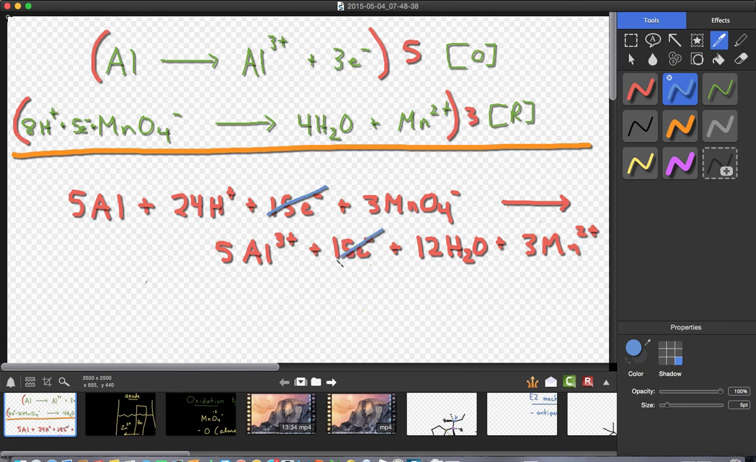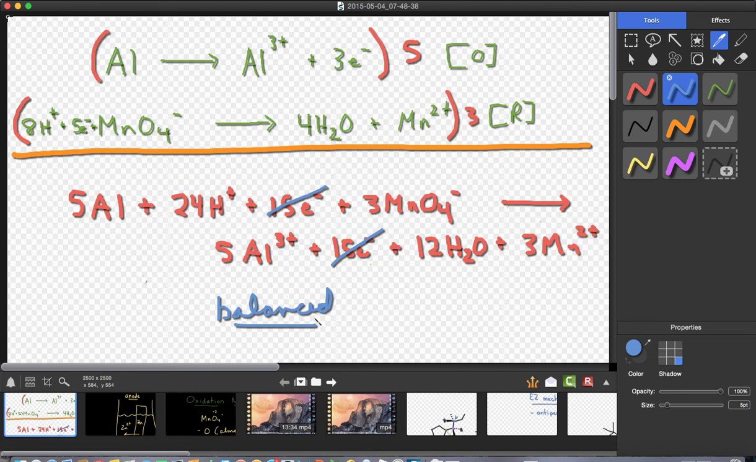so the 15 electrons in reactants and products cancel. We have 5 aluminums on both sides. We have 24 hydrogens on both sides. We have 3 manganese on both sides. We have 12 oxygens on both sides. So the number and type of atom is fine. Charge, I have plus 24, plus 21, plus 15, plus 21. This is now a balanced equation. I have balanced both the number and type of atom, and I have also balanced the charge.